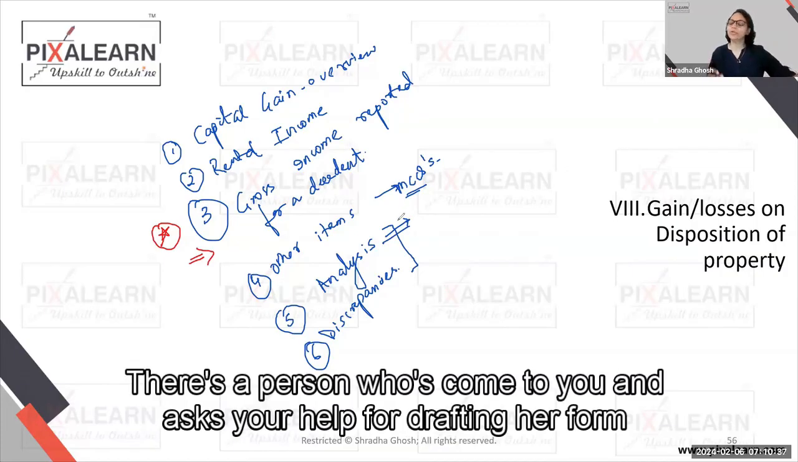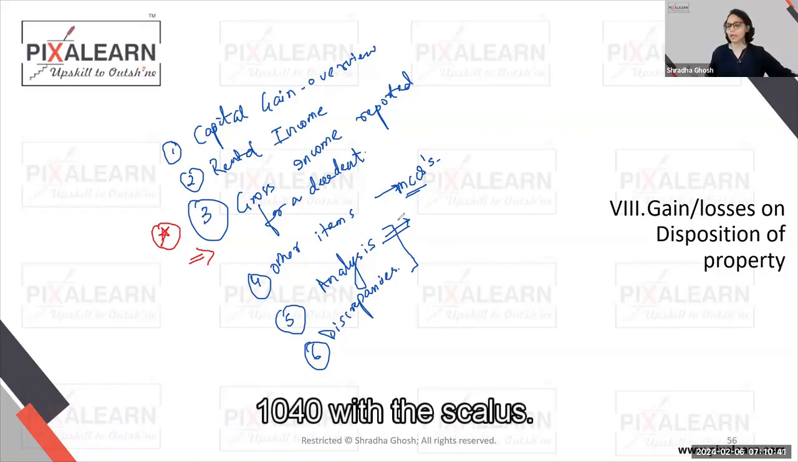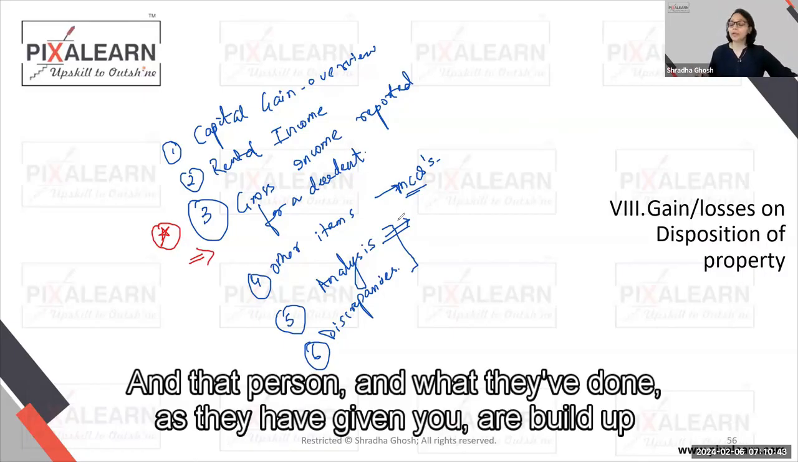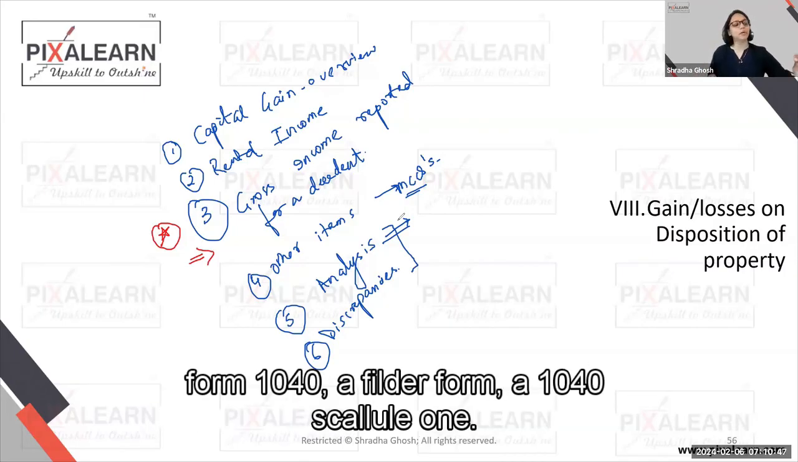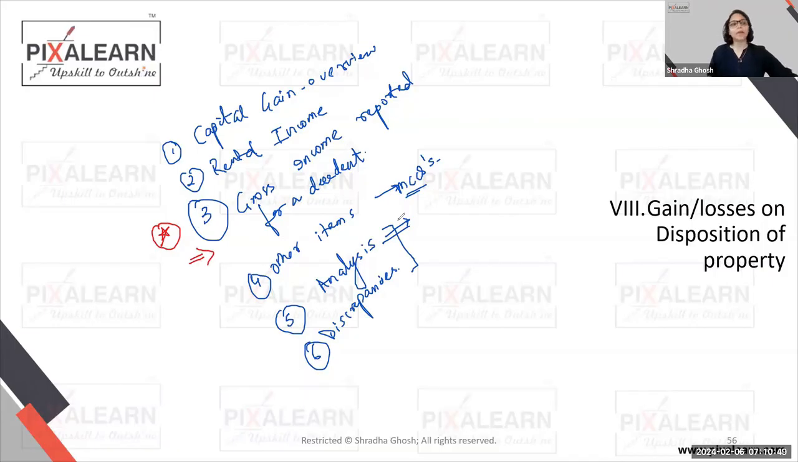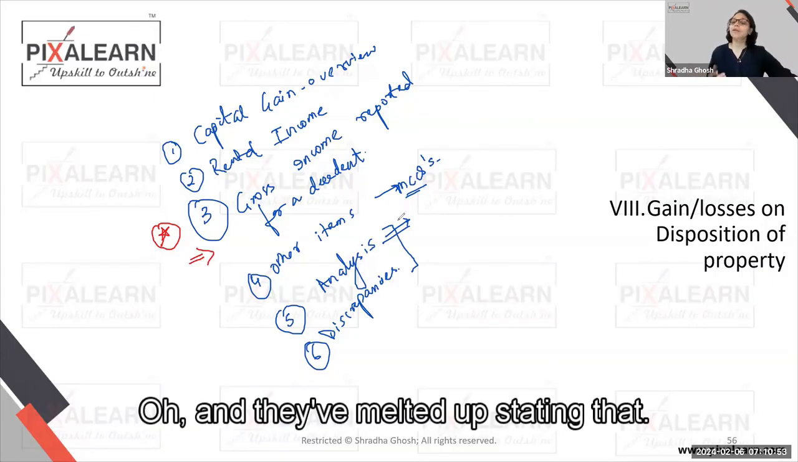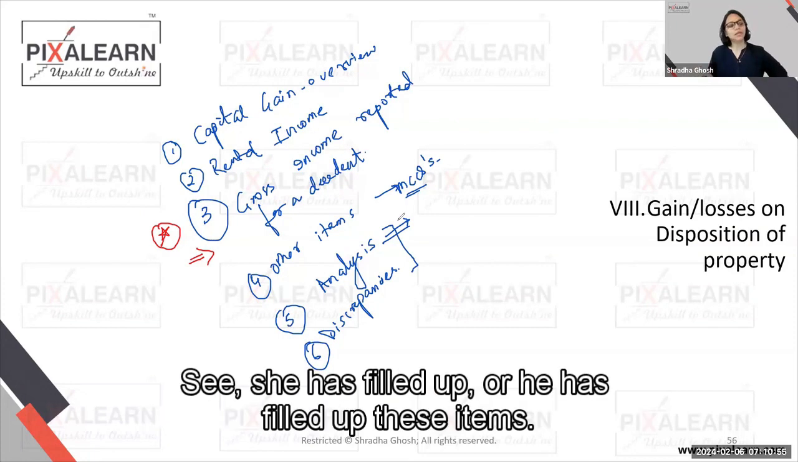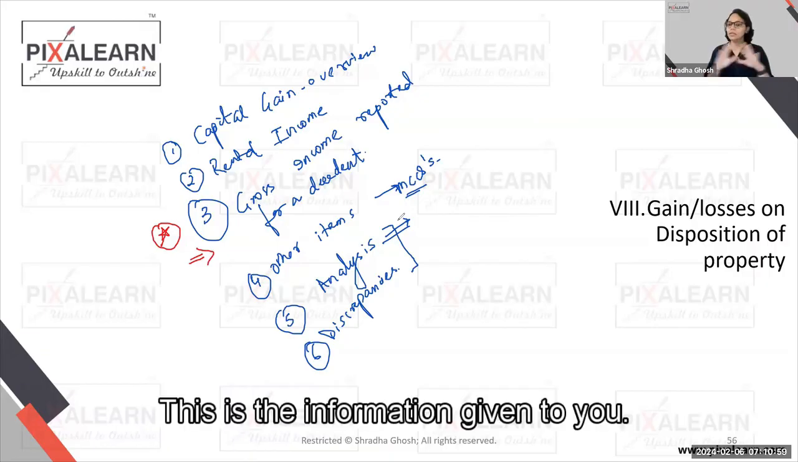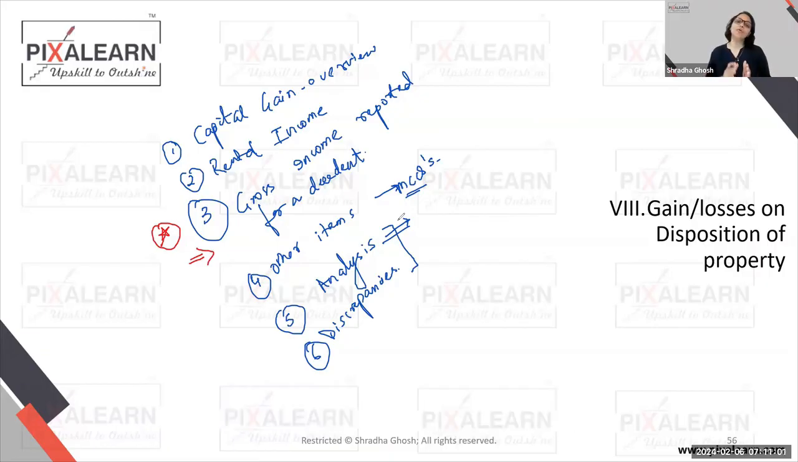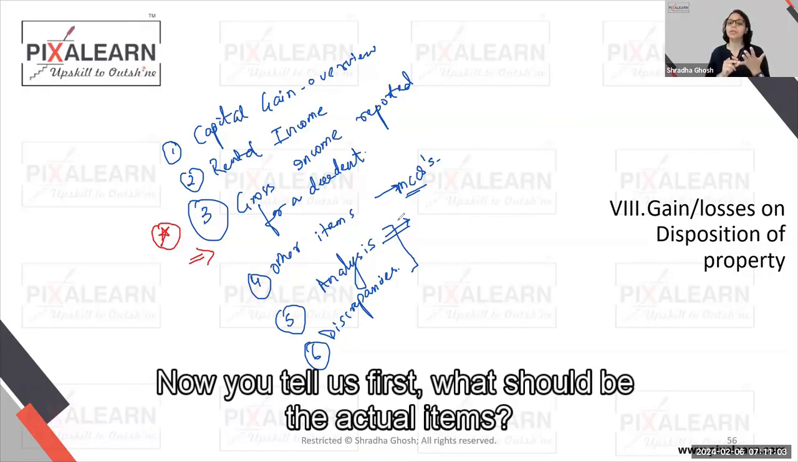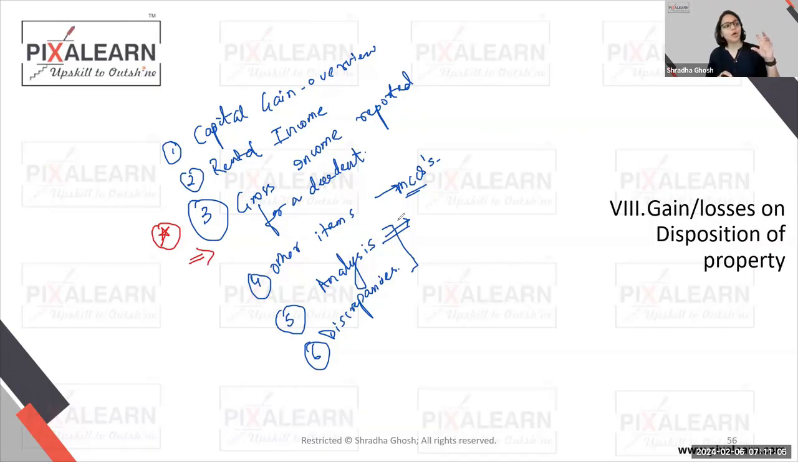There's a person who's come to you and asked your help for drafting her form 1040 with the schedules. And what they've done is they've given you a filled up form 1040, a filled up form 1040 schedule 1. They've given you everything as supporting documents. And they've messed it up, stating that she has filled up these items. This is the information given to you. Now, you tell us first what should be the actual items, how should be the tax impact.